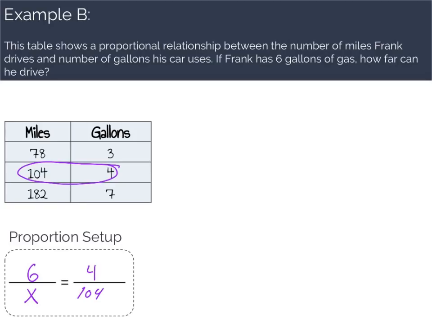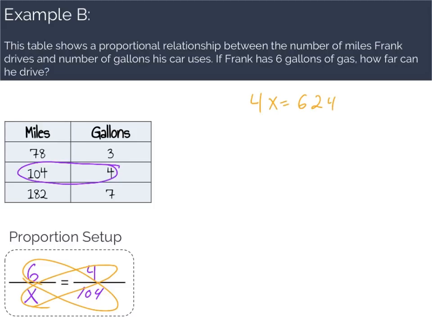Now that I've got my proportion set up, I can go ahead and cross multiply. So I'm going to do 4 times X and 6 times 104. 4 times X is going to give me 4X. And 6 times 104, again, if you can't do that in your head, feel free to use your calculator. It's always good to use your math tools. It's going to give us 624. Now I've got a one-step equation. I know how to solve one-step equations.